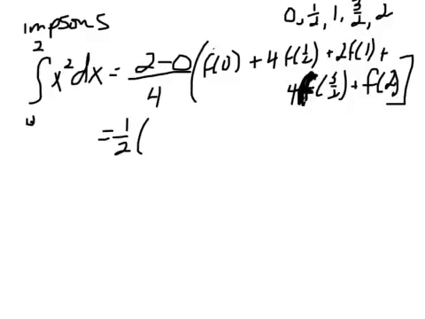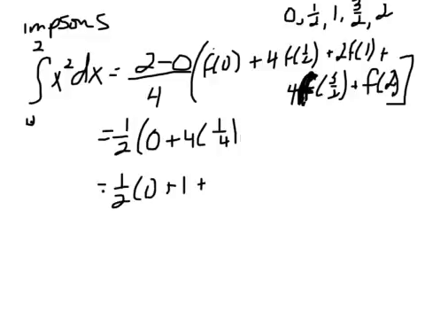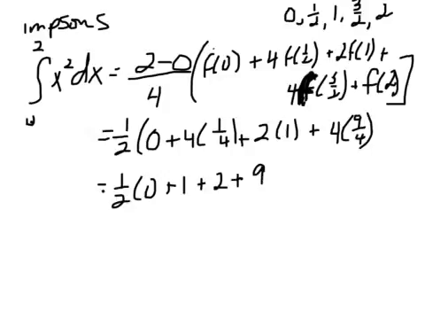Okay, it's a square, so that makes it easier. 0 squared is 0. 4 times a half squared is 4 times a fourth, so if we simplify as we go, we've got 0 plus 1. 2 times f of 1, 1 squared is 1, so we've got 2 times 1 is 2. And then 4 times 3 halves squared is 9 fourths times 4, which is 9, because the 4s cancel out. And then I'm down to my last value, so f of 2 would just be 2 squared, which is 4.